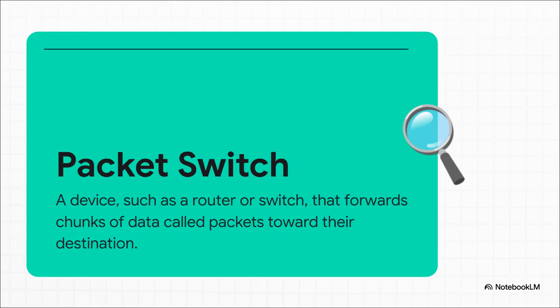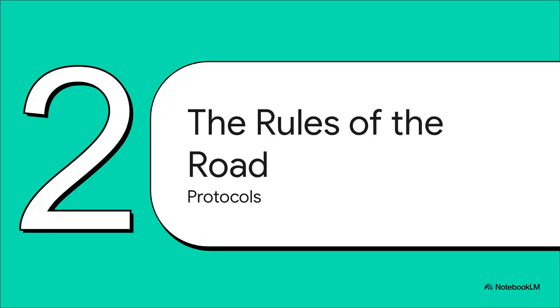And finally, the third piece of the puzzle, packet switches. You should think of these as the traffic cops of the internet. See, when you send data, it doesn't go in one big piece. It's broken up into little chunks called packets. Devices called routers and switches look at each packet and direct it along the best path to get it where it needs to go. So you've got billions of devices, all connected by millions of miles of cables.